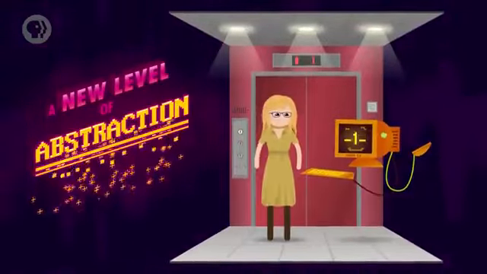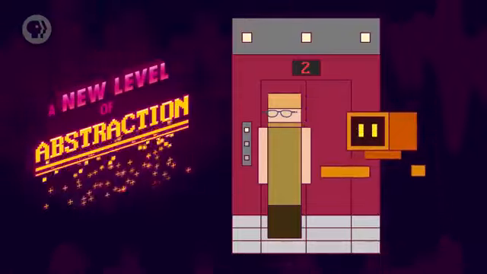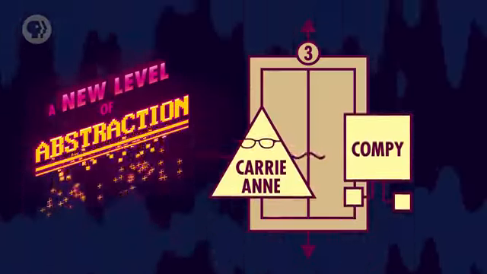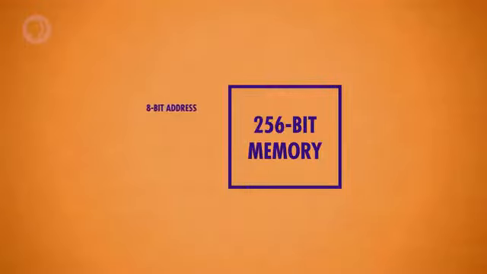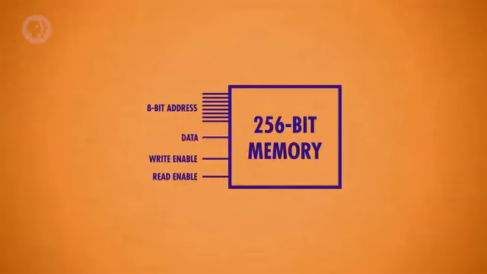Okay, it's starting to get complicated again, so let's make our 256-bit memory its own component. Once again, a new level of abstraction. It takes an 8-bit address for input, the 4 bits for the column and 4 for the row. We also need write and read enable wires. And finally, we need just one data wire, which can be used to read or write data.